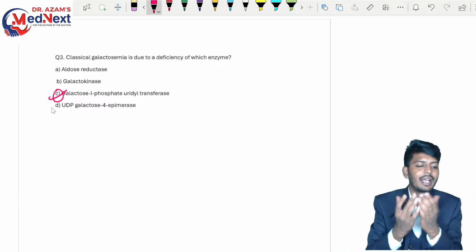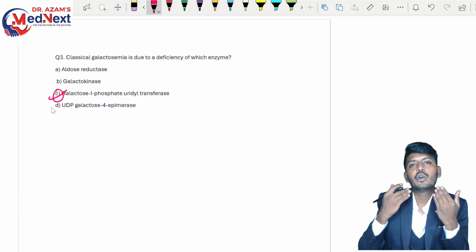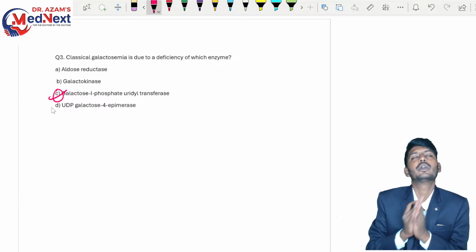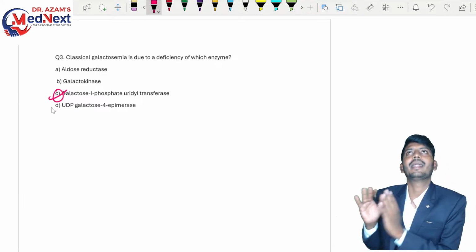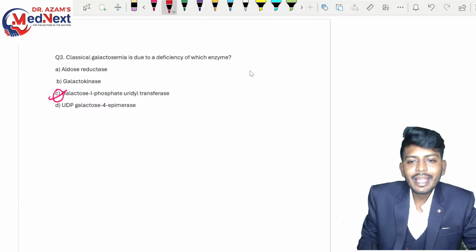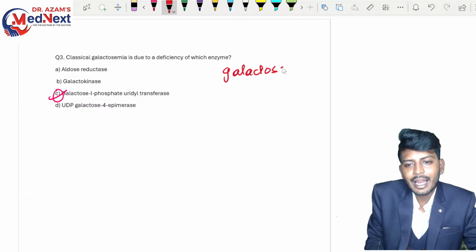Sir, how does this work, what happens? So many people have this confusion. We have been memorizing this simply as galactosemia, galactose 1 phosphate uridyl transferase deficiency, blah blah blah. It doesn't work like that, children. So quickly let me tell you, there is one sugar called galactose.